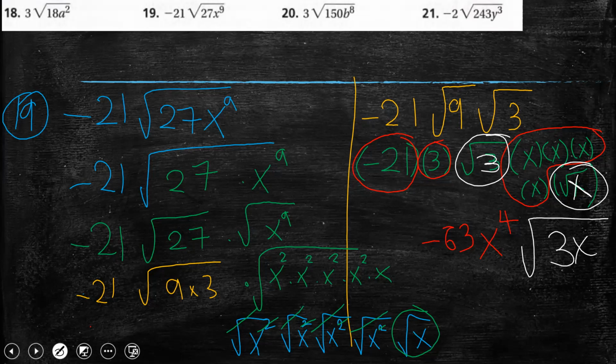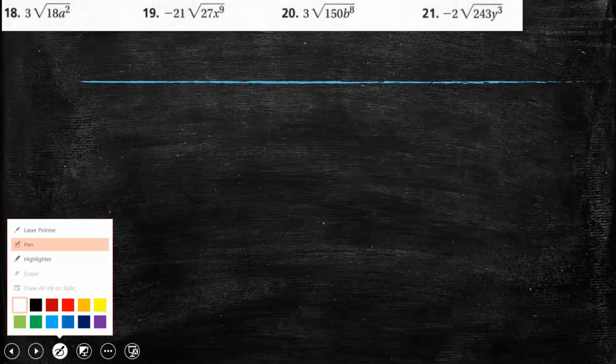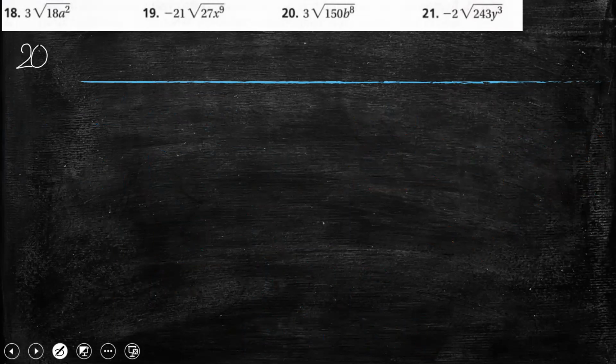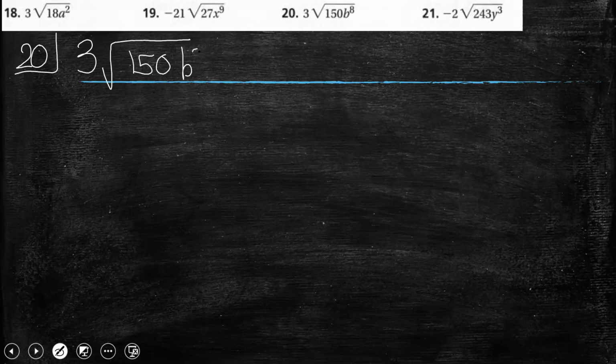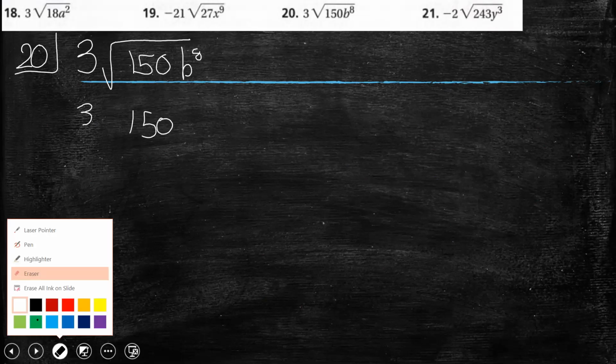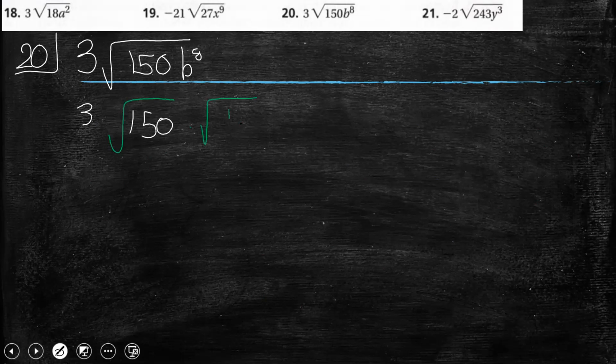Is it clear? Yes, teacher. Okay, let's do number 20. In number 20 here, we have 3 square root of 150 b to the power 8. First step, keep 3 as it is. Now, let's deal with the numbers under the square root, since we have 150 and we have b to the power 8.